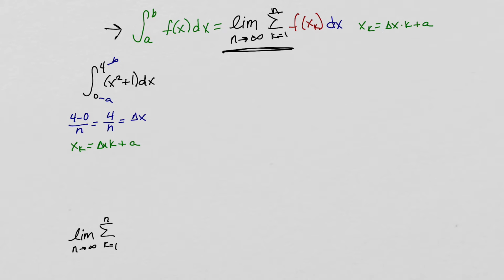So we know what delta x is. Delta x is 4 over n. We're going to multiply that by k, and we know that a is 0. So this is really just 4k over n.